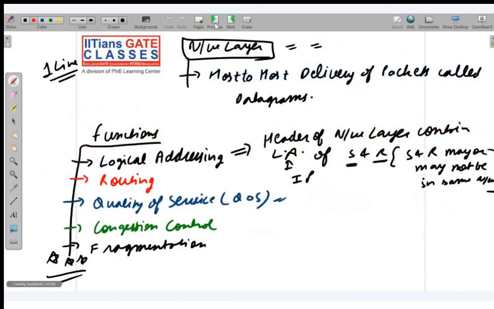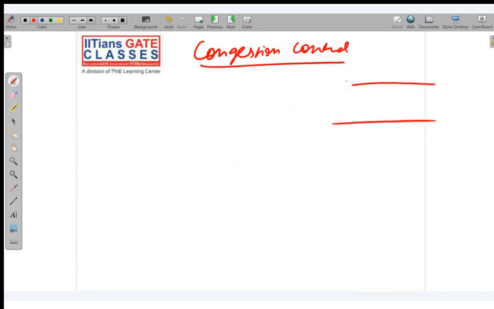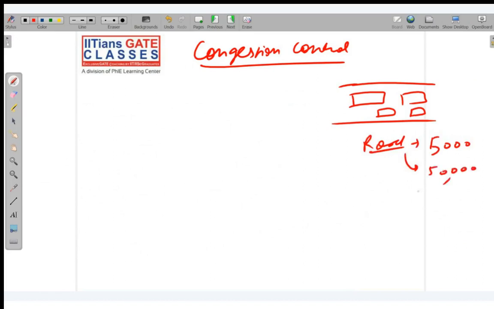Okay, so next is congestion control. What is congestion? See, a road, and there is some traffic jam, like there are multiple cars standing and so on. You will say the road is congested. So exactly that is what congestion means. We can think that on a road at a time, we can have say 5,000 cars. But when we have office time, there are 50,000 cars. So obviously there will be congestion.